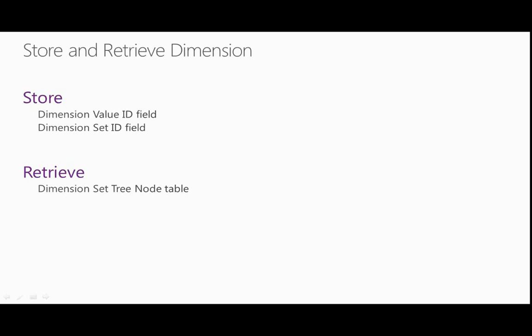Another important concept is how the system retrieves existing dimension and how the system is able to understand if the dimension already exists in the database. To better understand this concept, we need to talk about a building tree. This building tree has been introduced in the table Dimension Set Tree Node.